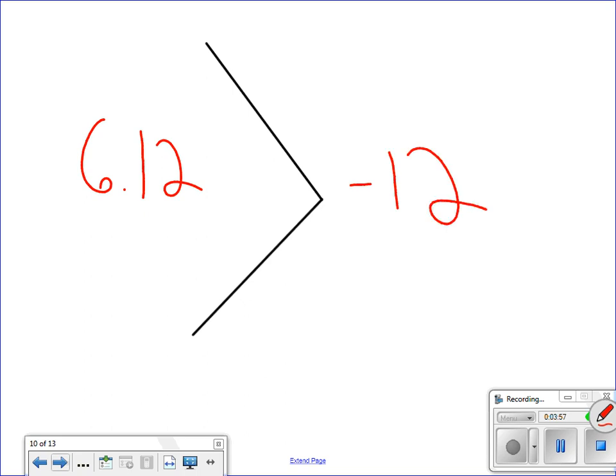Don't get tricked tomorrow or even in the days to come with these problems. A lot of times you automatically see, okay, we got a 12 here. 12 is always bigger than 6, so that means negative 12 is bigger. No, negative 12 means it's much, much smaller. It's below 0, okay? So 6.12 is larger. Got my teeth going here.